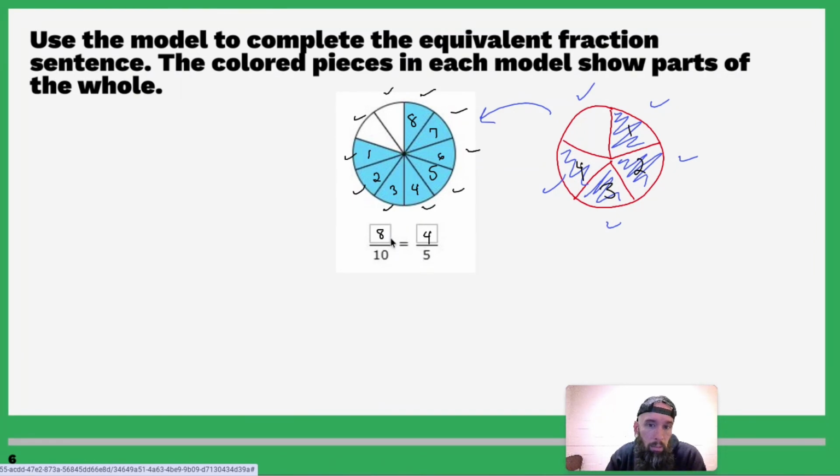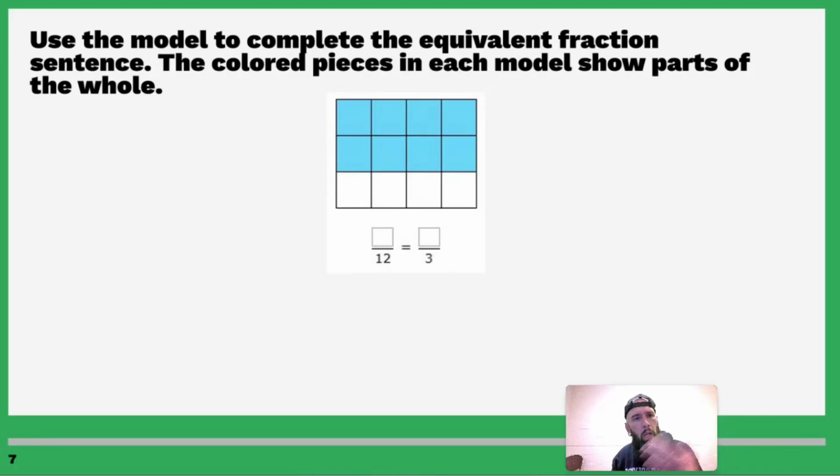4 times 2 is 8. Interesting. 5 times 2 is 10. Interesting. But that's the answer for that one. Kind of tricky. We're going to do it again.